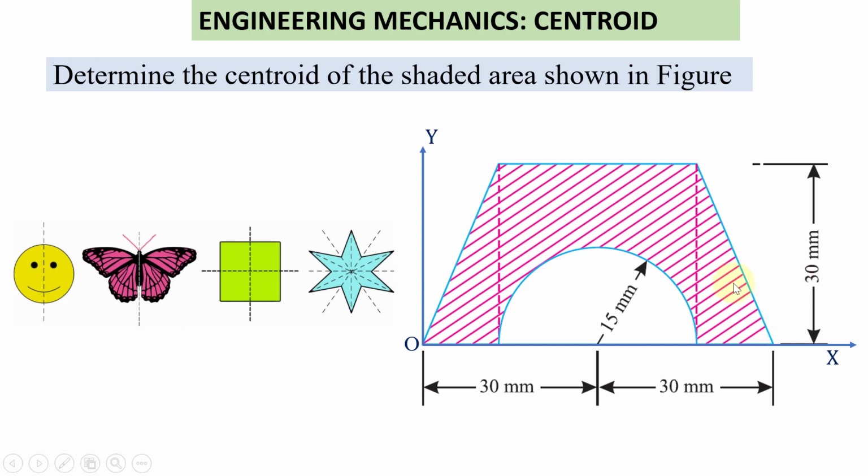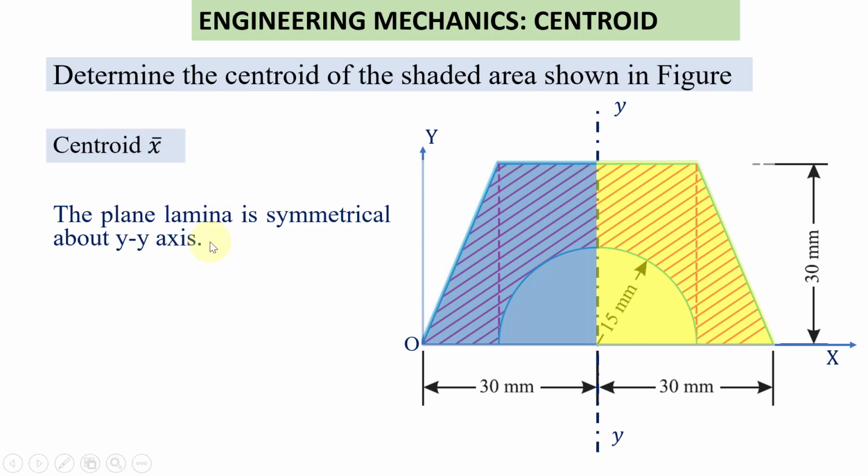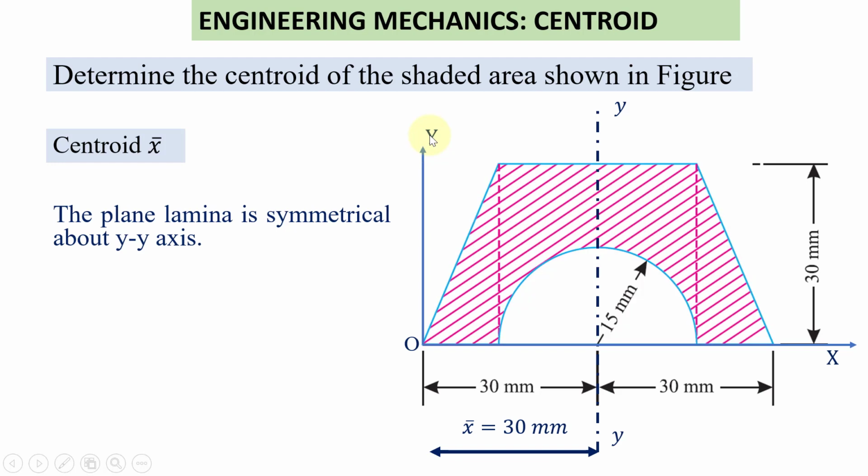For our case, if you fold the given geometry about the YY axis, then both sides will perfectly match with each other. That is why we say the given geometry is symmetrical about the YY axis. If you are able to find that out, then we can easily find the centroid of the shape. The center of this irregular shape is located at a distance of 30 mm from the origin O, the Y axis. So in this problem, the x bar value is directly determined without doing any calculations.